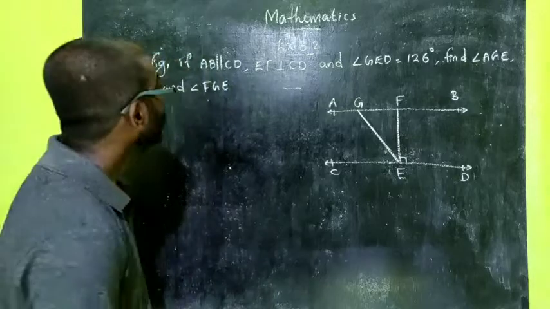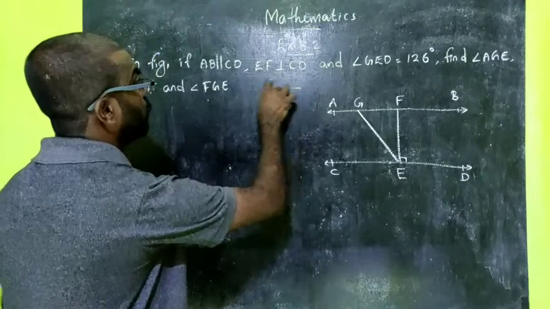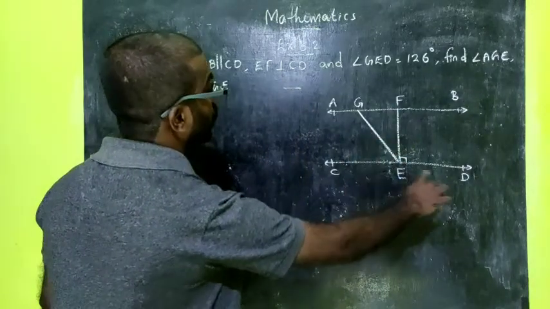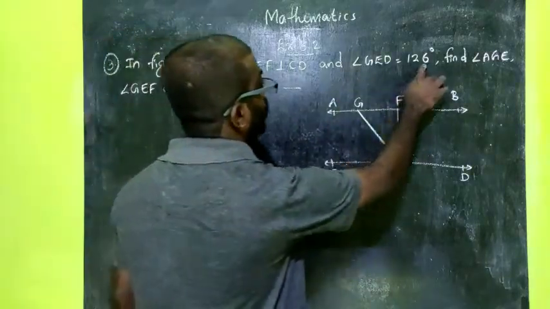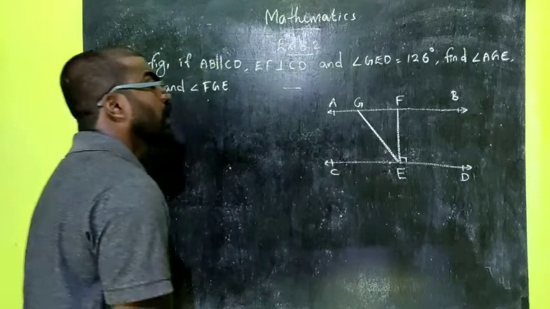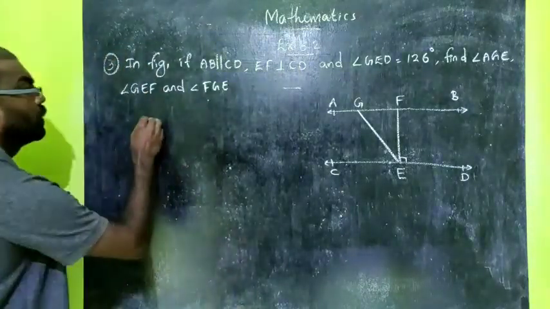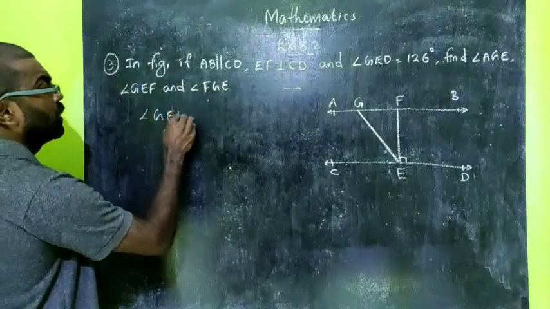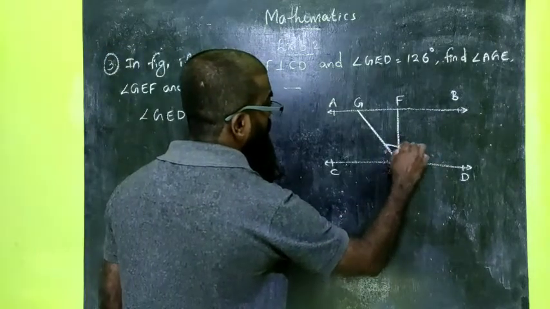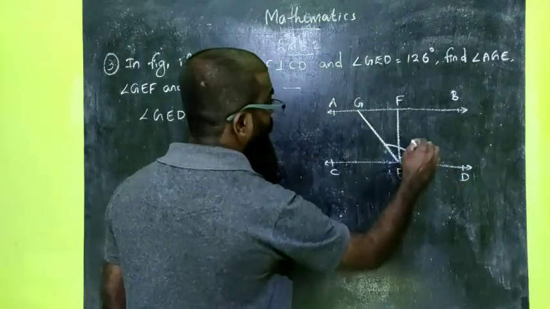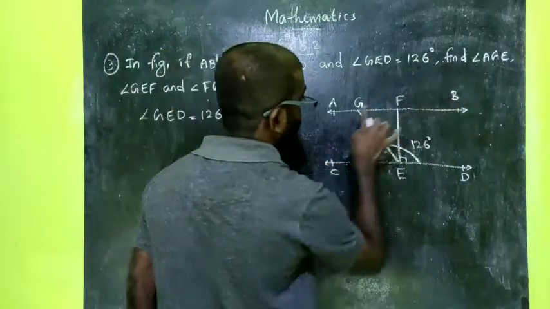Here the next question is, in the figure, AB is parallel to CD, EF is perpendicular to CD, and angle GED is equal to 126 degrees. Find angle AGE, angle GEF and angle FGE. So here one angle is given, angle GED is equal to 126 degrees. That is, here we can mark the angle GED 126. And the first one is AGE.